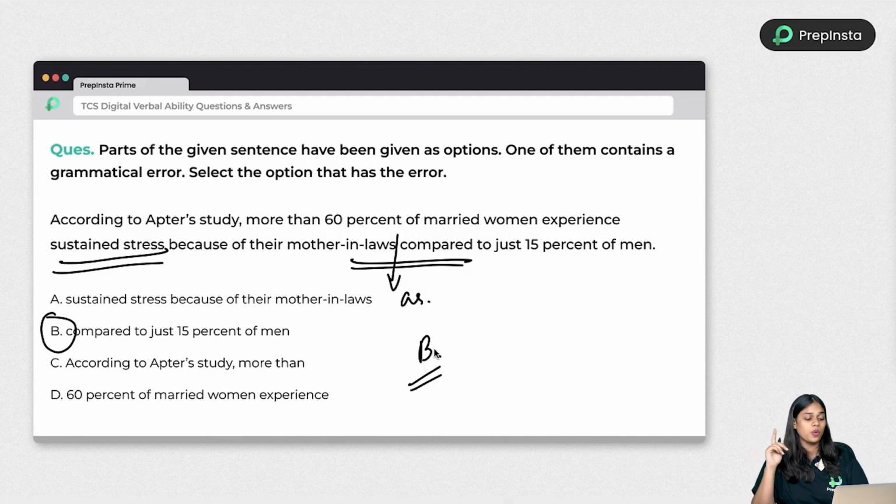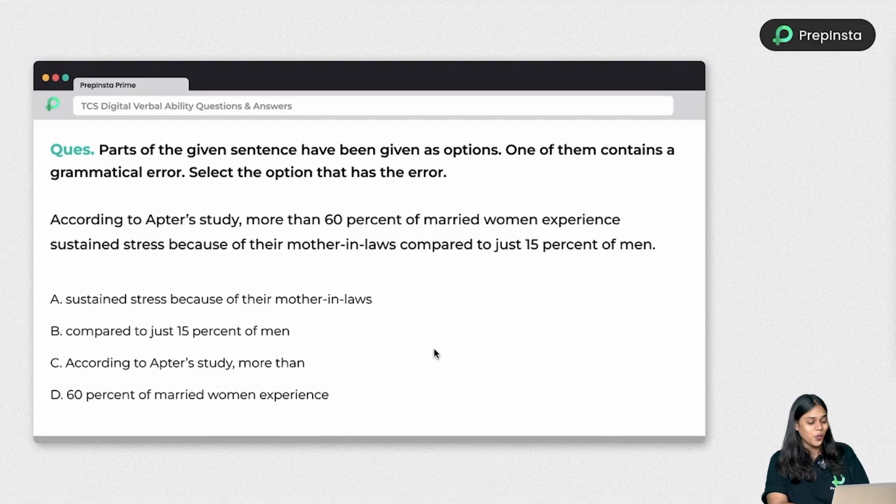So we are going to choose option B as the correct answer here. I hope you got that as a correct answer. If not, voila, you are learning and you are improving along with me.